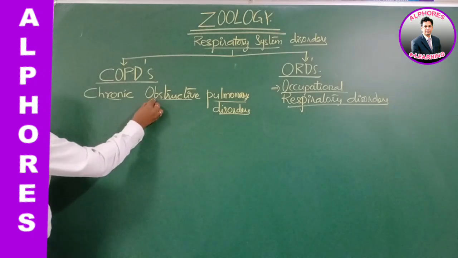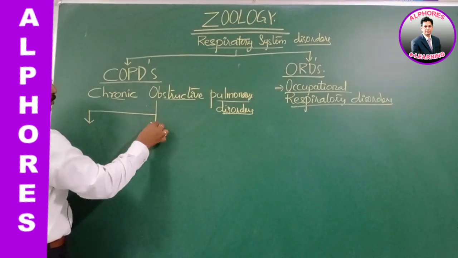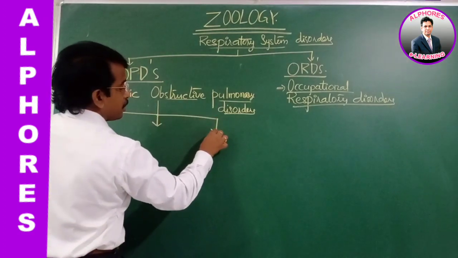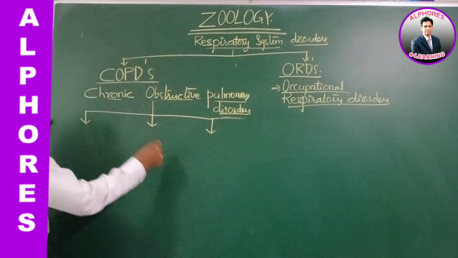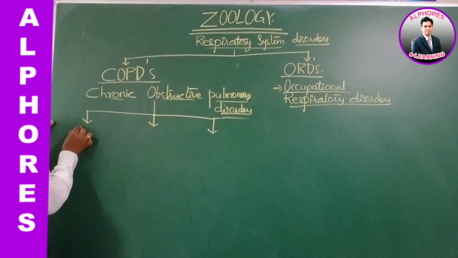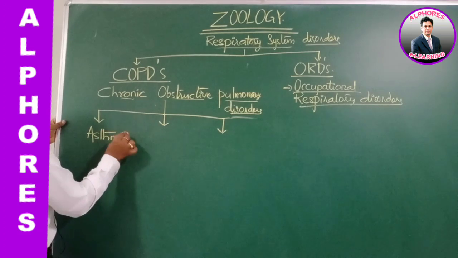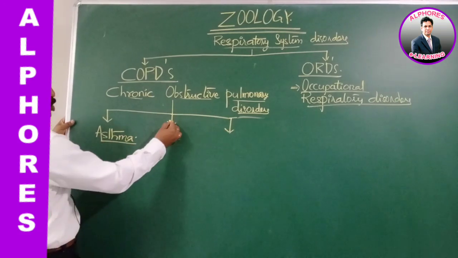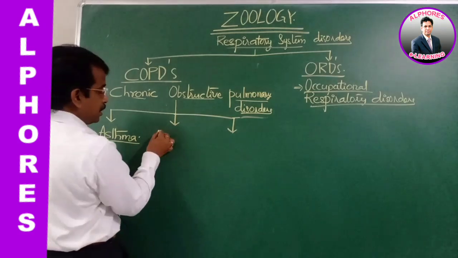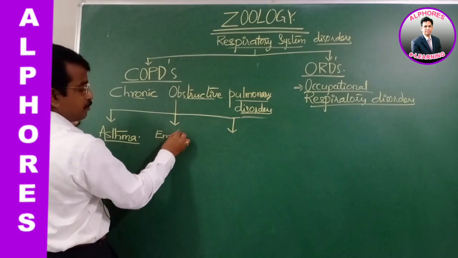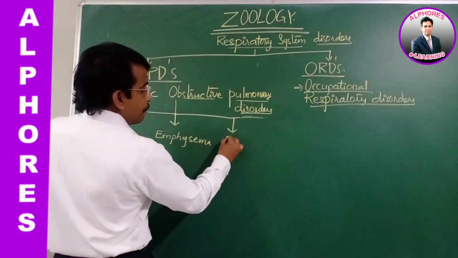Under this condition, now we'll discuss what COPDs are, chronic obstructive pulmonary disorders. In this connection, first of all, we'll discuss asthma, bronchial asthma. Second, bronchitis and also emphysema, and the third one is bronchitis.